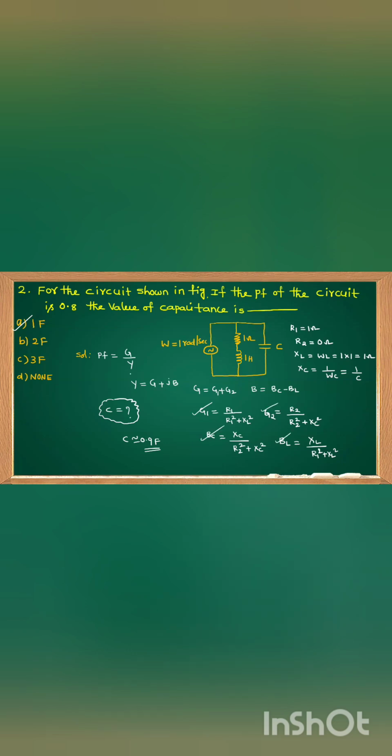Substitute in the G by Y form. Y you calculate, G you calculate, and substitute. G equal to G1 plus G2, and power factor equal to 0.8. Wherever XC is there, you substitute 1 by C, since you don't know the C value. Then C is the unknown, and you can get C nearly equal to 1 farad.